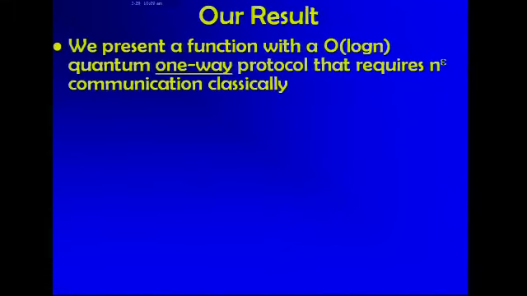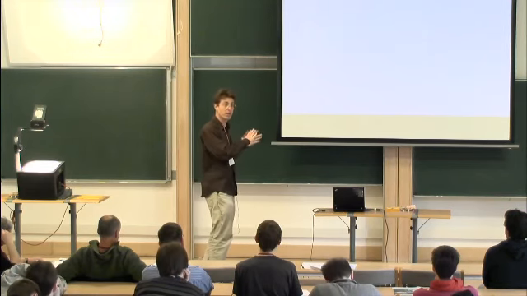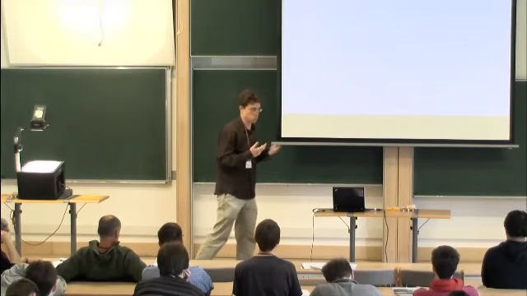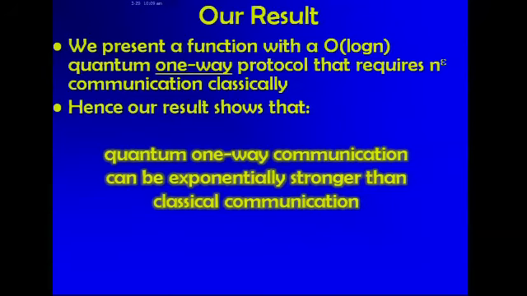And what we do here is we just solve the open question. We show a function with a log n quantum one-way protocol that requires n to the epsilon communication classically, without any quantum bits. Okay, so there's this exponential separation. If you have quantum communication, you can solve it using just one-way communication, but with classical communication, you need exponentially more communication. Okay, so this is what we show. Quantum one-way communication can be exponentially stronger than classical communication. So this solves this open question, as it's potentially the strongest separation you might hope to prove between quantum communication and classical communication.